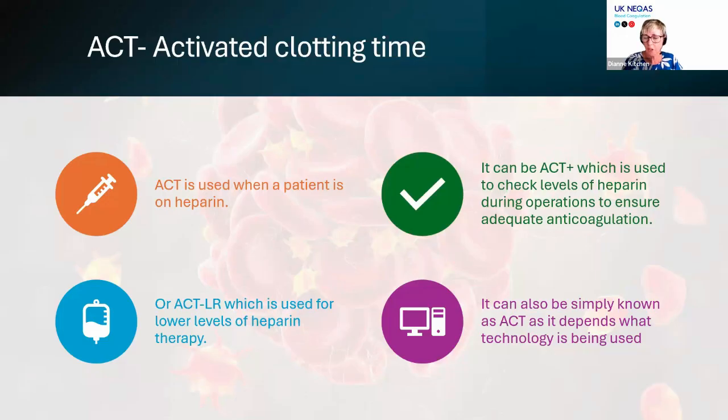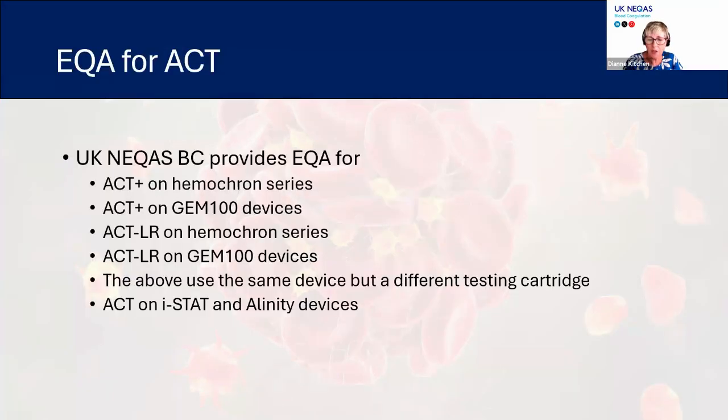So I'm going to finish with activated clotting time. This is a measure of patients on heparin. It can be plus when it's used to check levels during an operation, so ACT plus at higher levels, or LR, low range, when they're more on therapy. There are some devices that just use ACT, and there are some ACT testing devices that we don't have EQA for. So we don't have EQA for all the devices that are out there. These are the ones that we can provide for.